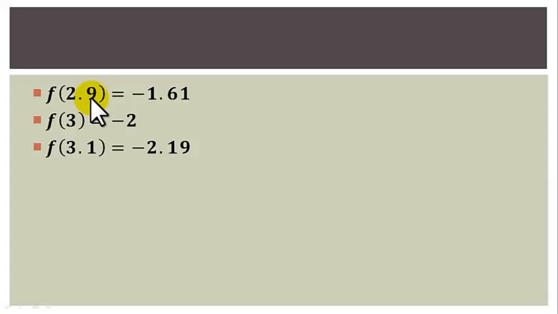Please note, in finding the value of the function at 2.9, we are using the first function defined over the interval from 0 to 3. The first function was defined from 0 to less than 3, so we use it to determine this. To determine f(3), you use the second function, since the second function is defined from 3 inclusive to 6. Also, to find the value of the function at 3.1, the second function is used, and that will give us -2.19.